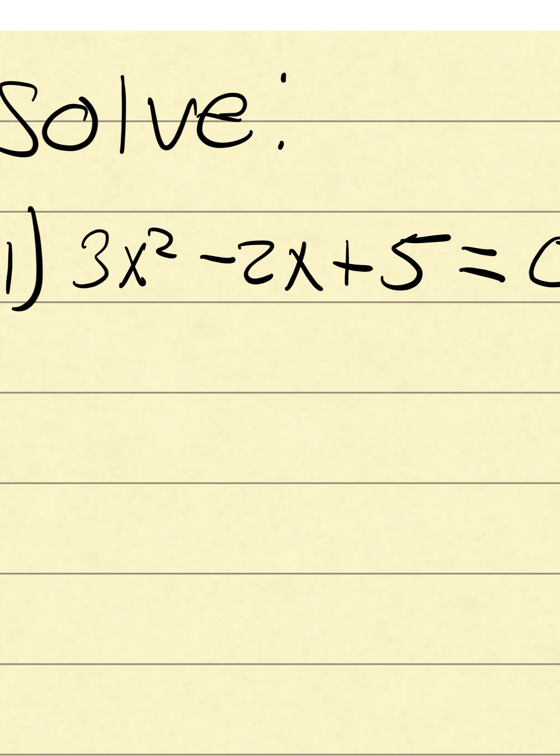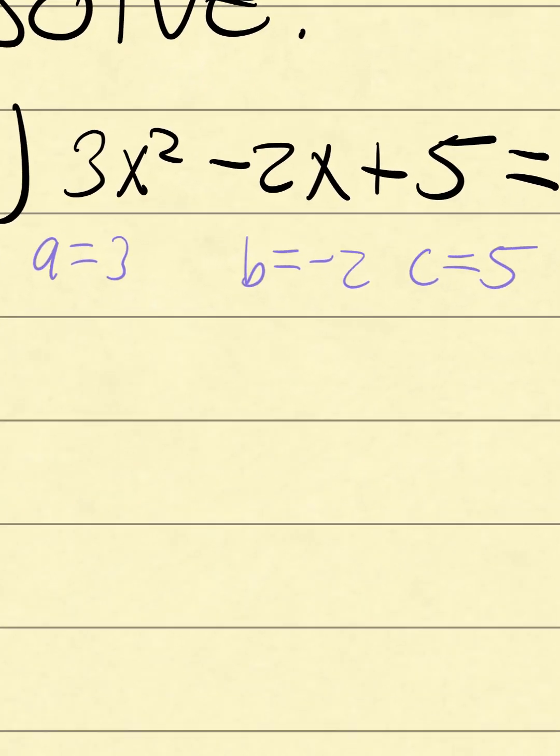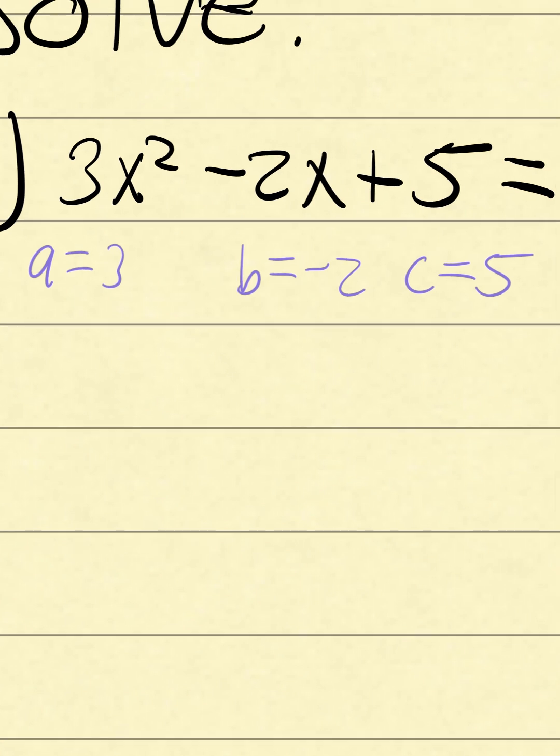Now again, you need to know the quadratic formula. So let's label a, b, and c. A is the number in front of your x squared, so a equals 3. B is in front of your x, so -2, and C is your constant, so 5. Now you guys give this one a try. Try plugging this into your quadratic formula and let me know what you get.